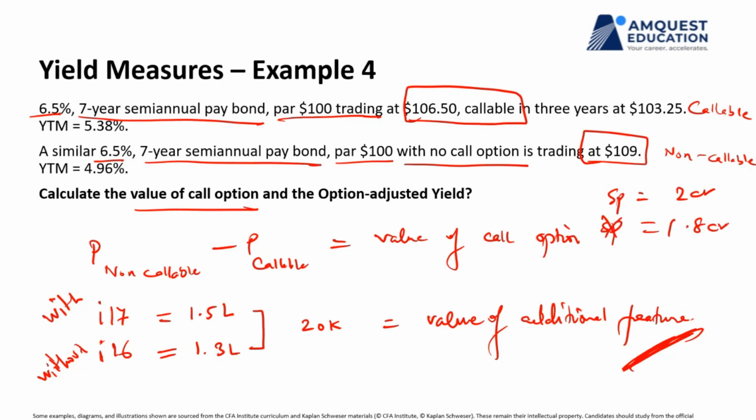And I say everything else is the same. The only difference is one house has a swimming pool, the other does not have a swimming pool. The 20 lakh rupee difference is the value of the swimming pool. Simple. Because everything else is the same.